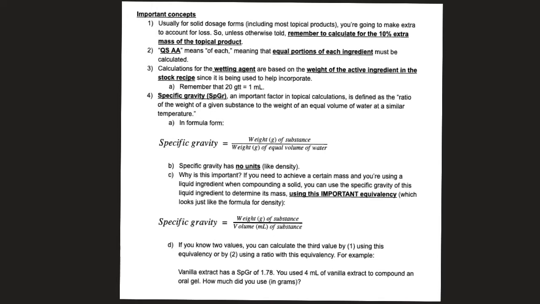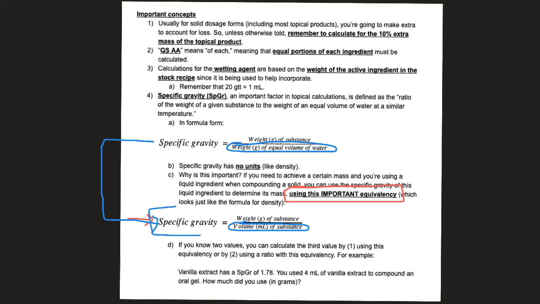I say it's an important equivalency because we're going to use it throughout the 3 examples. So memorize this equivalency, where the specific gravity is equivalent to the weight of a substance divided by the volume of the substance. So basically we converted this formula, weight of the substance divided by weight of the equal volume of water, to this formula, weight of the substance divided by volume of substance, where the weight of the volume of water was changed to the volume of the substance. So they're pretty much equivalent. They actually are equivalent. So if you memorize just this formula, the weight divided by volume, you should be fine in terms of topical calculations.